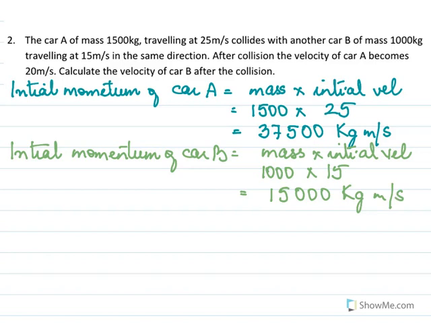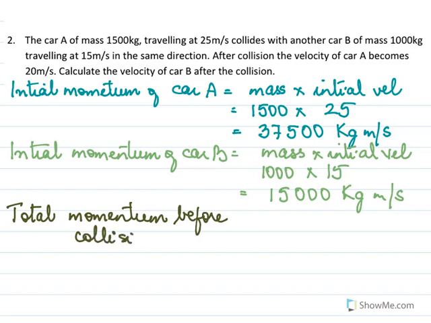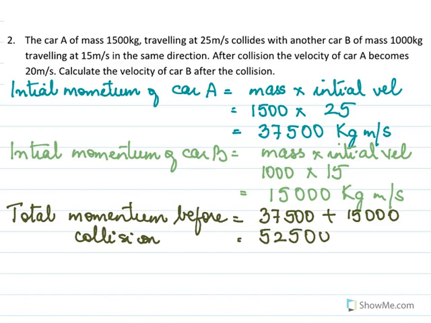The next step we find is the total initial momentum, or total momentum before collision. That will be of A plus of B. Total momentum before collision is 37500 of A plus 15,000 of B. And when you add this up, you get 52500 kg meter per second. So we have found the momentum before collision.